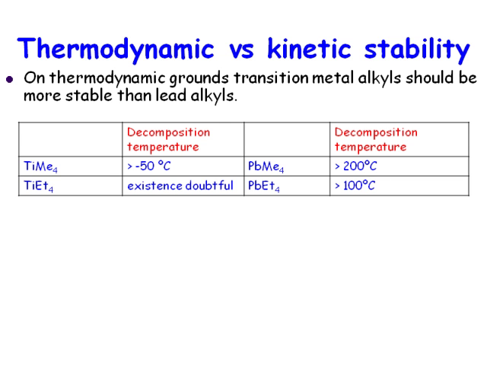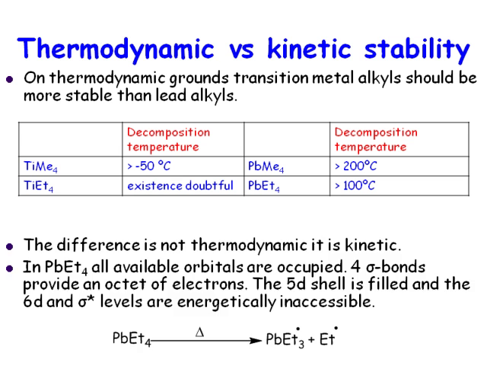Tetraethyl titanium almost certainly does not exist. Even if you keep that species at very, very low temperatures, you can't isolate it, you can't get any evidence for it. It almost certainly cannot be made. Contrast that with tetraethyl lead, which you can put into a car engine and will facilitate combustion under temperatures of over 100 degrees centigrade. So there's a huge difference between tetraethyl titanium and tetraethyl lead, despite the fact, if anything, the titanium carbon bond is stronger than the lead carbon bond. So it's not a thermodynamic, it's a kinetic difference.